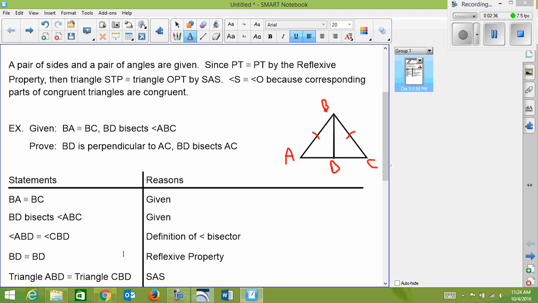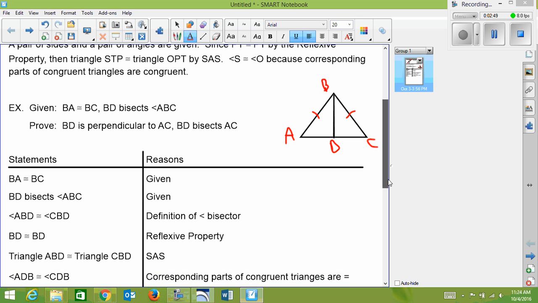Then I'm going to say that triangle ABD on this side is congruent to triangle CBD on this side. How do I know? Because side, angle, side, the SAS property. Then angle ADB, so now we're talking about this one down here, is congruent to angle CDB. How do I know? Because corresponding parts of congruent triangles are equal. So this one has to equal this one. They're corresponding. They hold the same position.